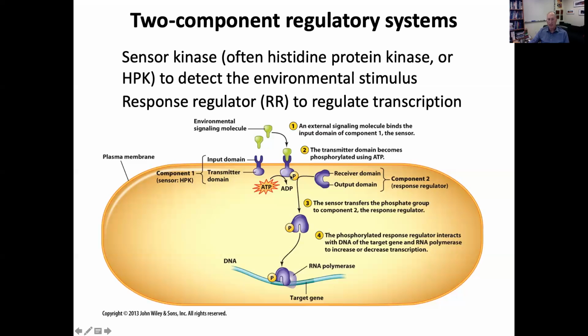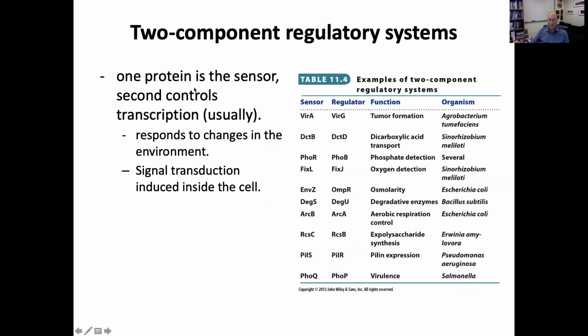Okay, so signal from the outside of the cell, the sensor kinase in the membrane senses that signal, communicates it into the cell, phosphorylates, transfers the phosphate on the response regulator, and the response regulator does its job. Okay, so there are lots of different versions of this, as I said, right?